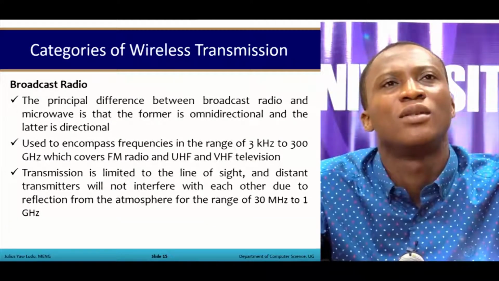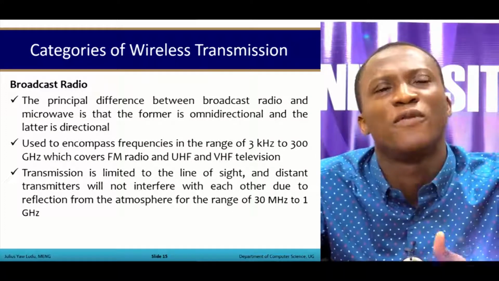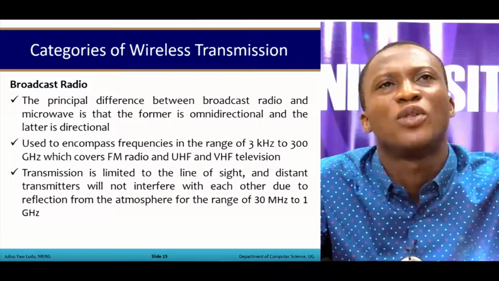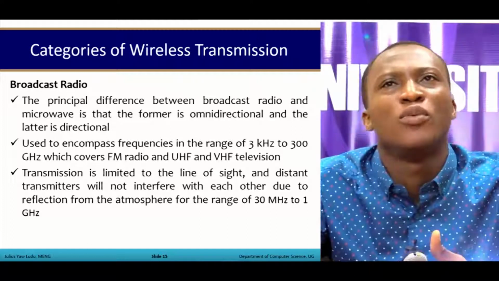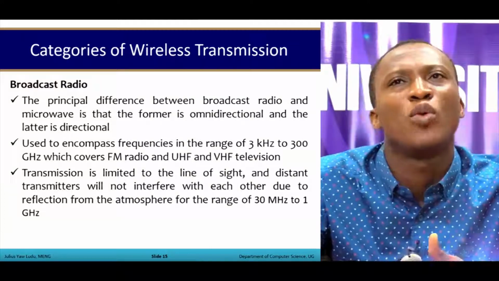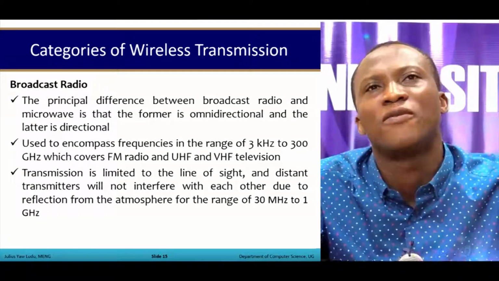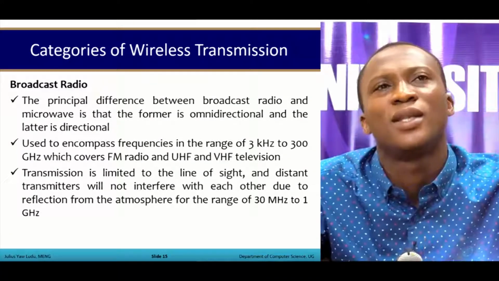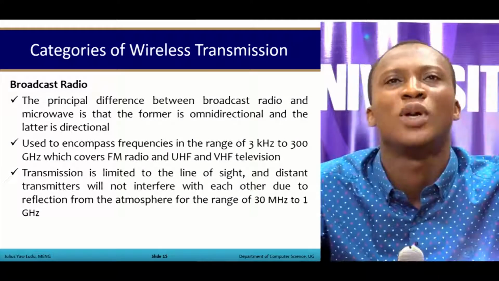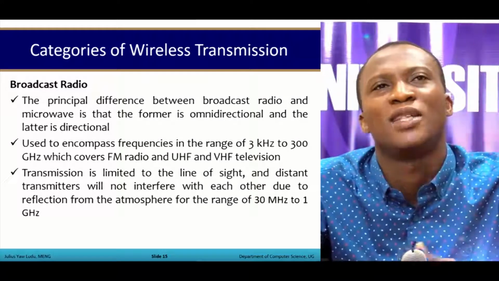Then we have the broadcast radio. The principal difference between the broadcast radio and the microwave has to do with the omnidirectional and the directional part of it. So the broadcast radio does more of omnidirectional, and the microwave does more of directional transmission. It is used to encompass frequencies in a range of 3 kilohertz to 300 gigahertz, and this covers FM radio and UHF and VHF television. We get to see this when we are doing our TV settings.